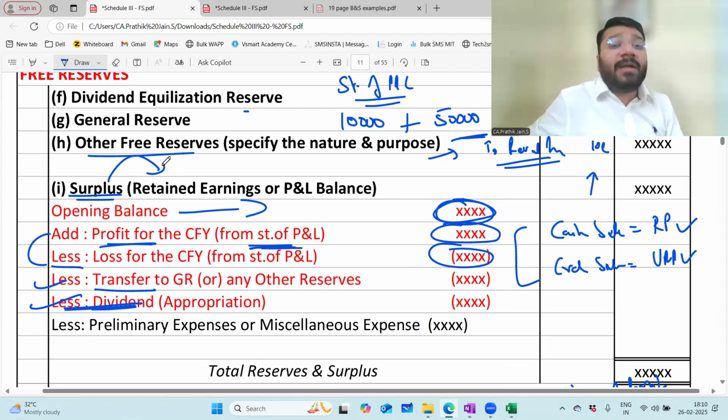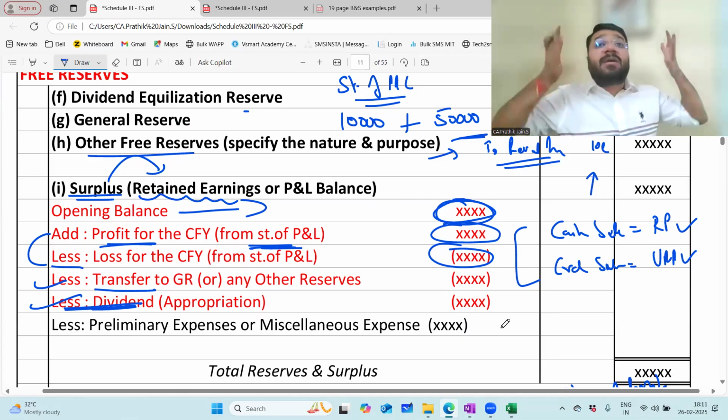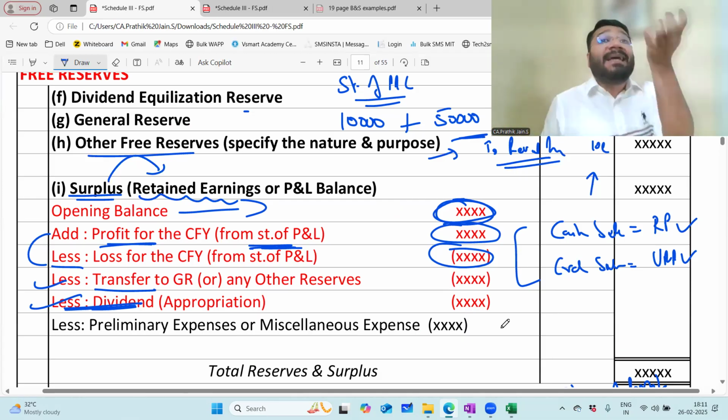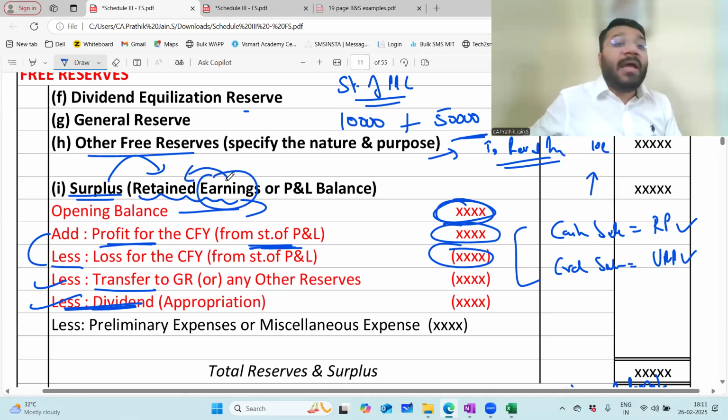Now, this surplus has 2 more names. It is called retained earnings. Means what? The profit which is left over after transferring to reserves and after giving dividend, whatever extra surplus profit is left over in the business, is called retained earnings. Whatever profit is retained in the business is called retained earning. And this is also called SPL balance or profit and loss balance.